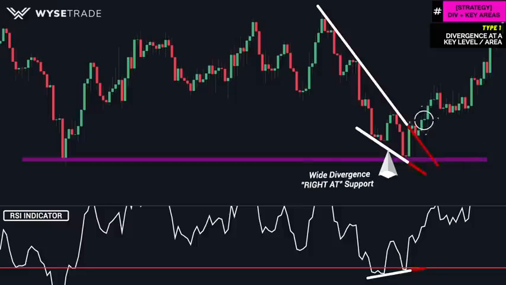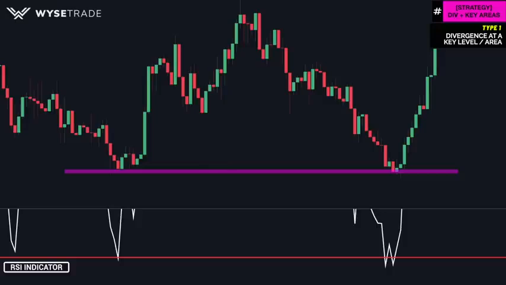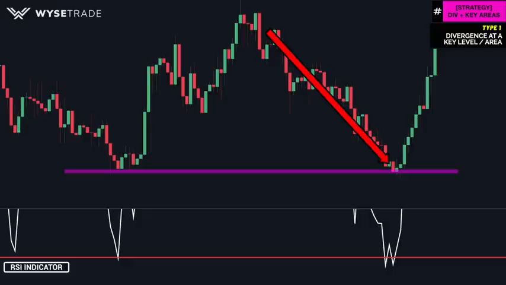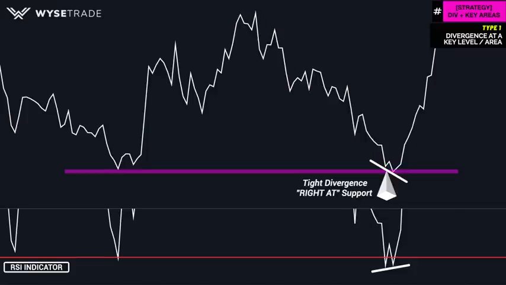So let's do the same thing except with tight divergence. Again, key support level, because price hit and reversed from here drastically. As price came back down, you had tight divergence form right at this key level of support. So switching to the line chart, again, price made a lower low while the RSI made a higher low, showing a clear tight divergence. So let's jump back.